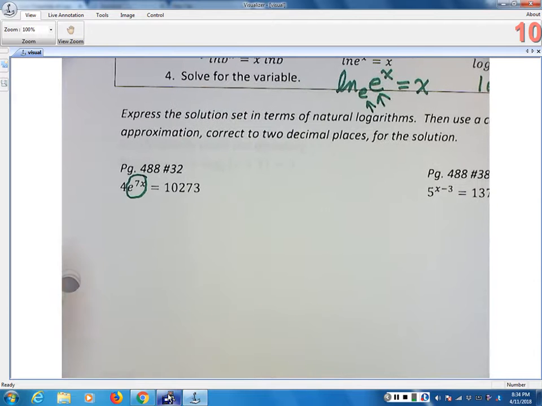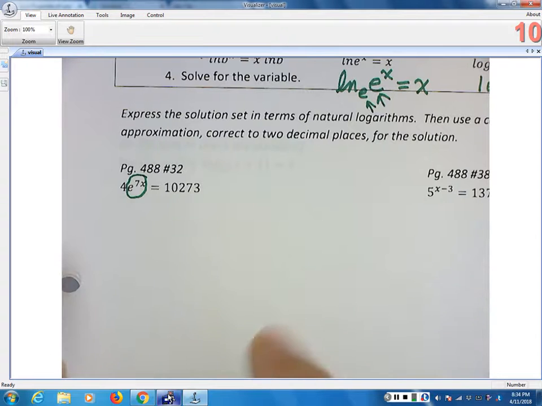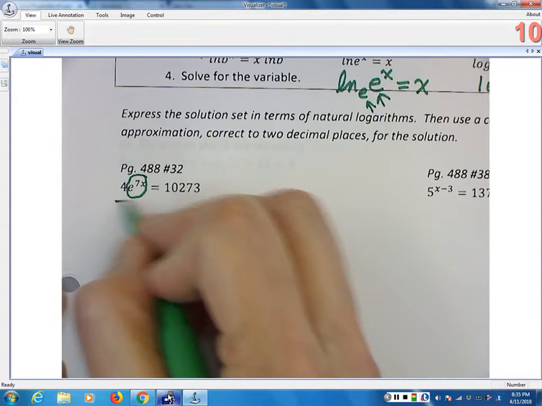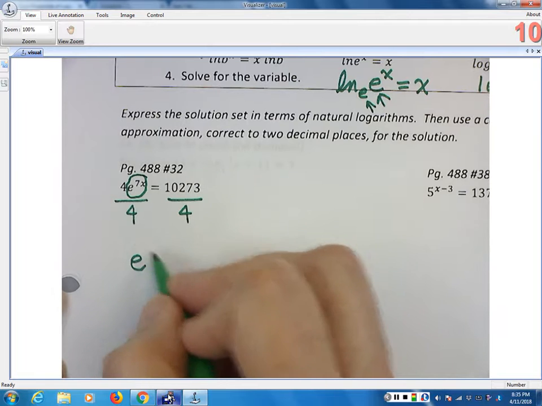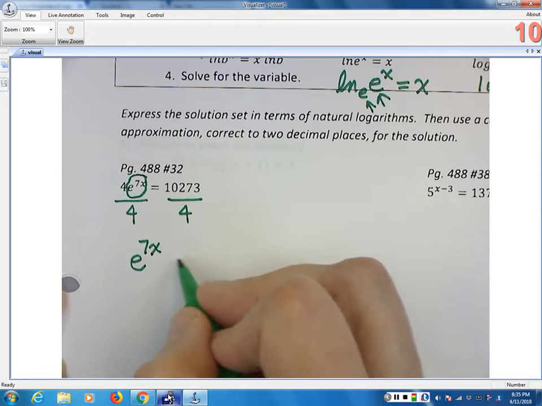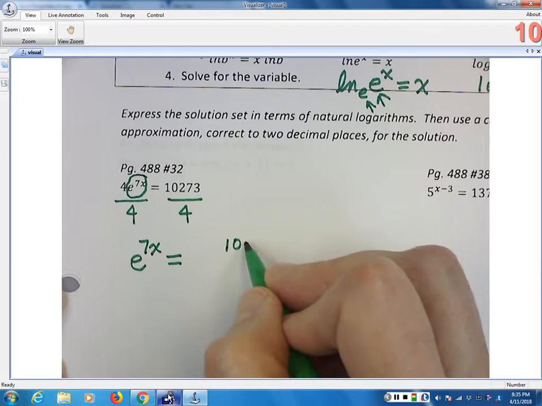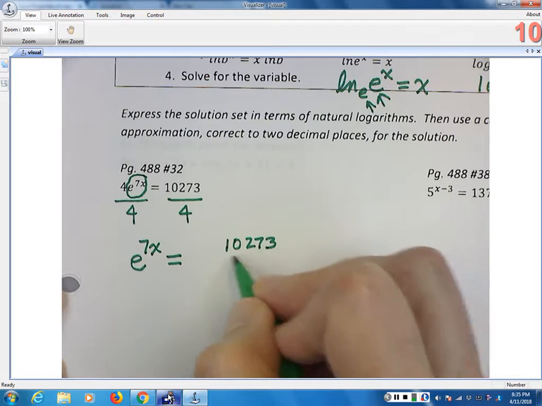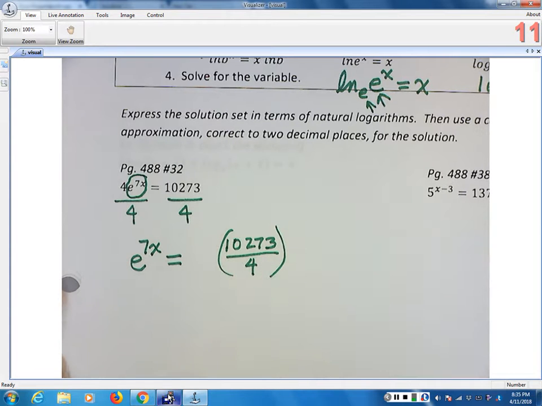So, did I go too fast? Were you still copying this stuff? Right? So you divide by 4, the e to the 7x by itself on one side. And you're going to write equals, and you're going to leave some space and write 10,273 divided by 4. We're just going to keep that fraction.